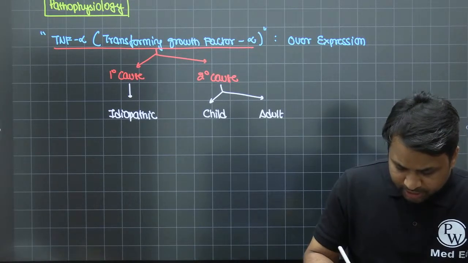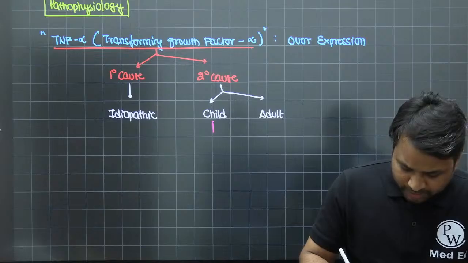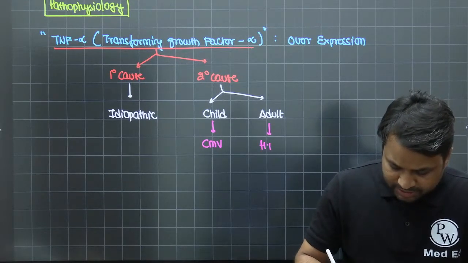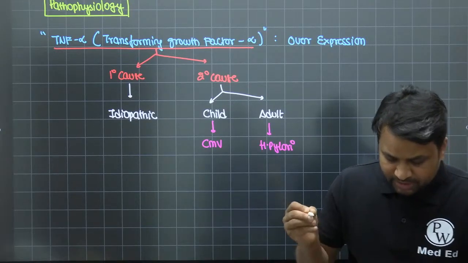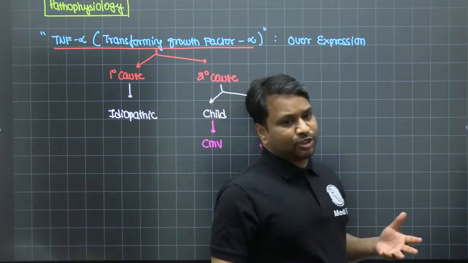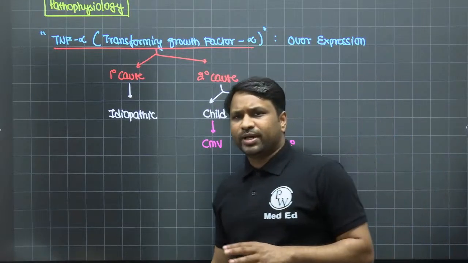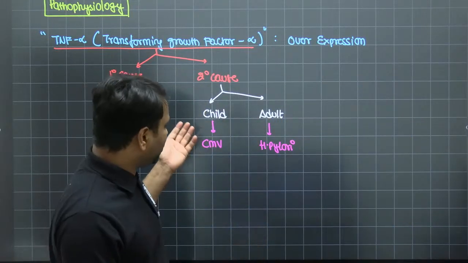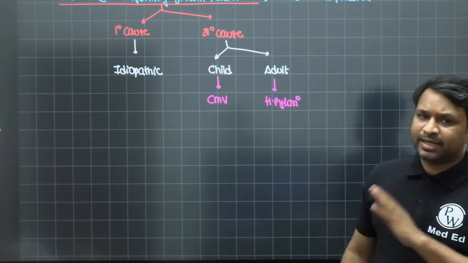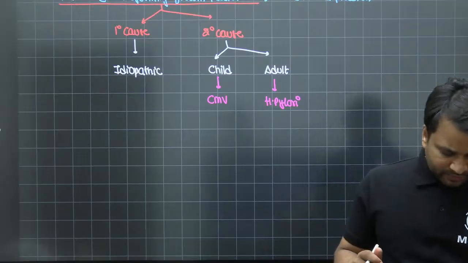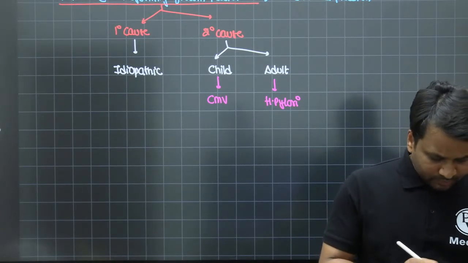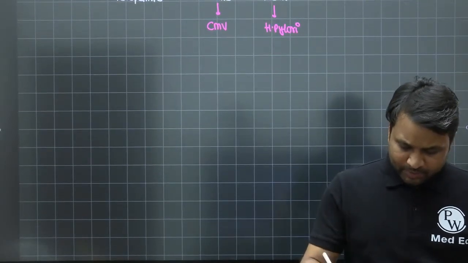In children, it is because of cytomegalovirus. It is because of CMV virus infection. In adults, it is usually seen secondary to H. pylori infection, right? So this TNF alpha, which is going to have an overexpression, usually it is idiopathic, but in few cases we can call it a secondary cause. In a secondary cause in children, it is because of a cytomegalovirus infection. In adults, it is secondary to H. pylori infection. It is going to be in association with H. pylori infection, right? Now, what is going to happen with this TNF alpha?